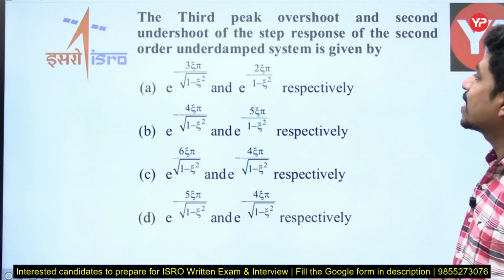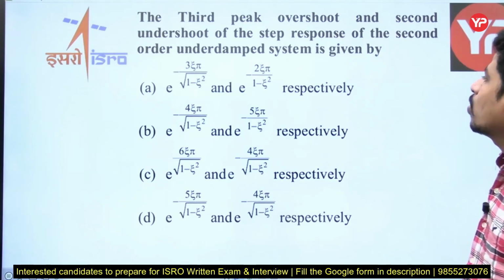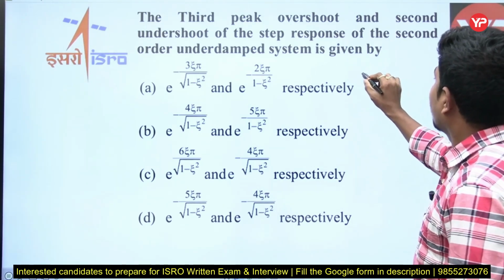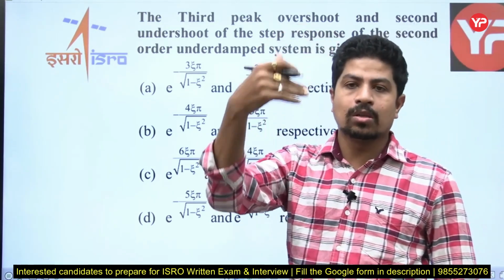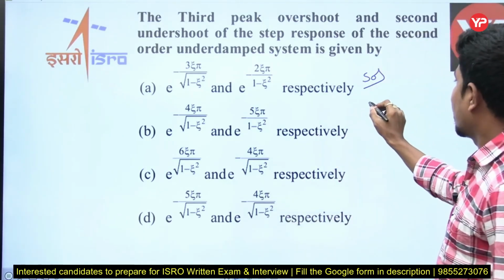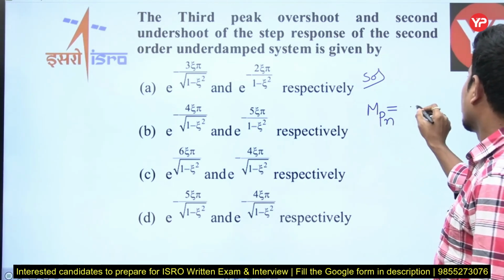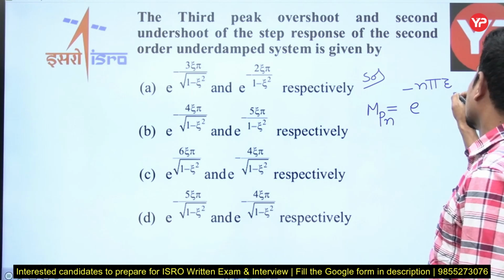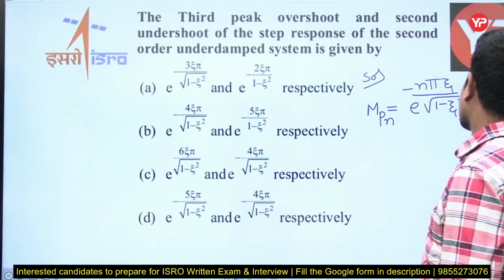What is it saying? Third peak overshoot and second undershoot of the step response of the second order underdamped system. First of all, it may be first peak overshoot or second or third peak overshoot or first undershoot, second undershoot, whatever it is, the formula is MPn equal to e power minus n pi into zeta divided by root of 1 minus zeta square.